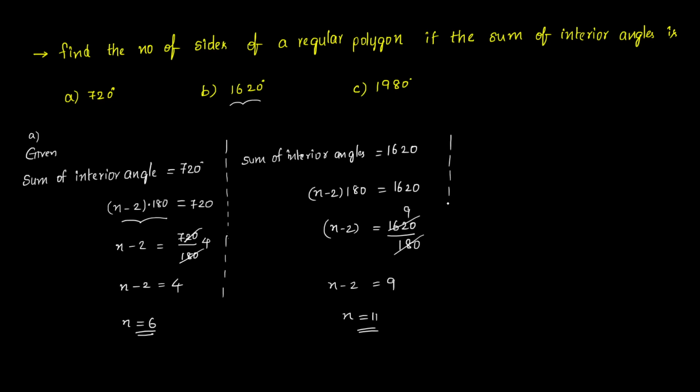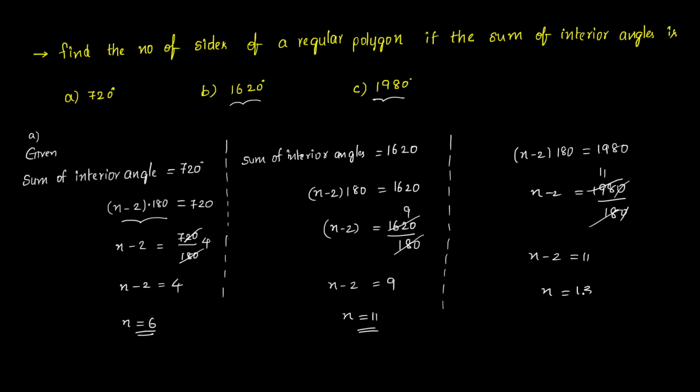And for the third one, I'm not doing the entire process. n minus 2 into 180 is equal to 1980. Then n minus 2 is equal to 1980 by 180. So you can cancel 0 and 0. 18 ones are 18, 18 elevens are 198. So n minus 2 is equal to 11. n is equal to 11 plus 2, 13. So this is how we have to solve these three problems.